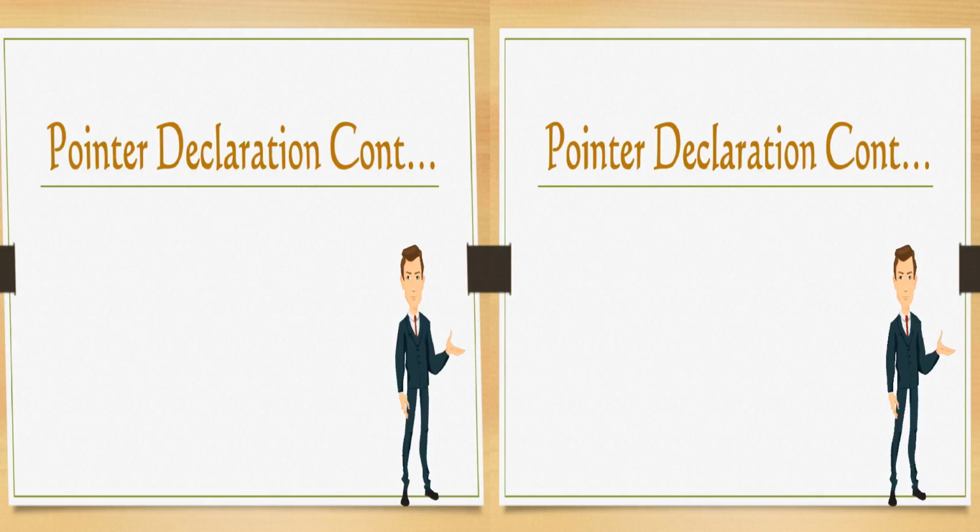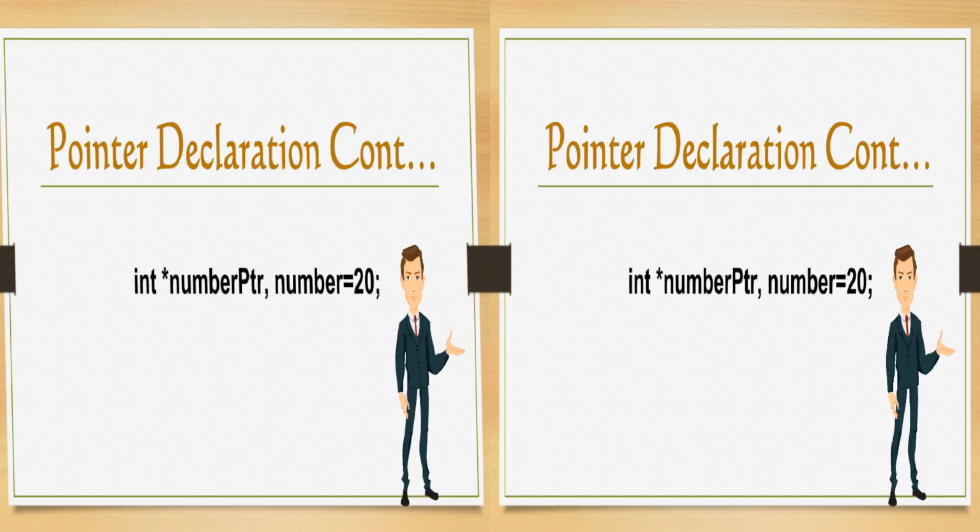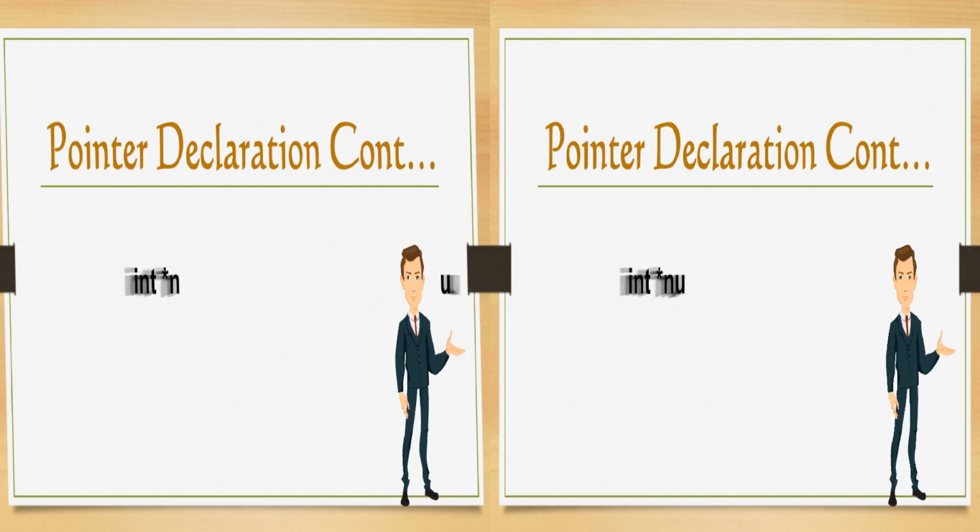Pointer declaration continued. Consider the following declaration: int *number_pointer, number = 20. In this case, two memory addresses have been reserved in the memory, namely number_pointer and number. The value in variable number is of type integer, and the value in variable number_pointer is an address for another memory.